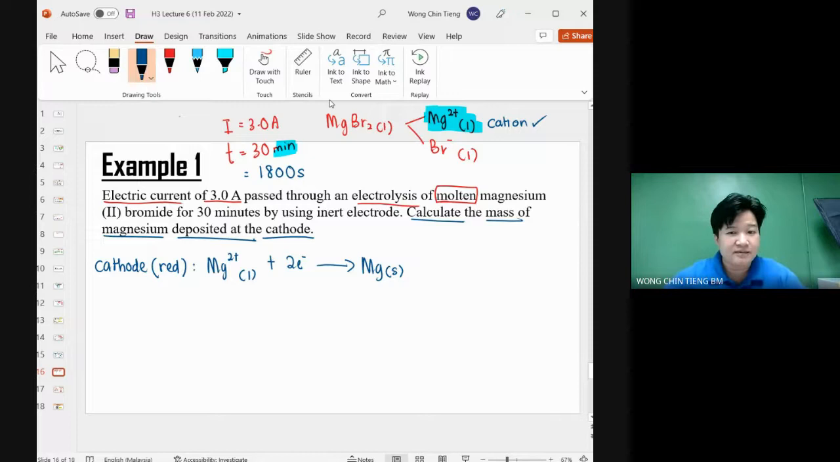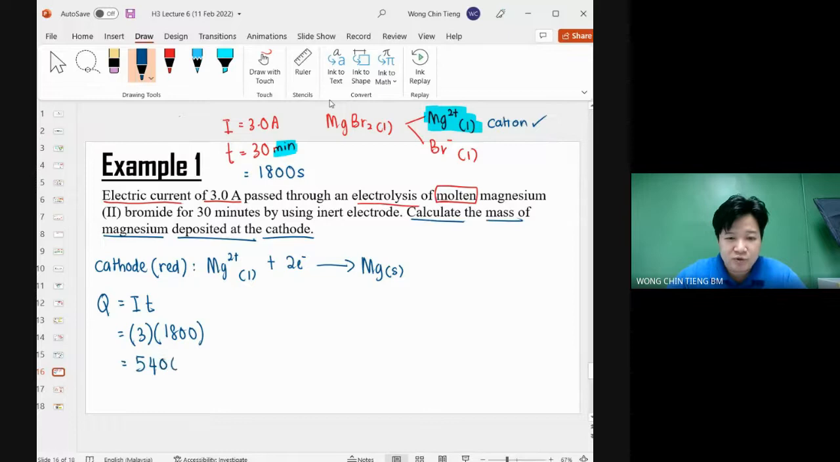Baru ada kat equation. Sayang, tengok soalan pun tahu. First thing, apa yang nak buat. First thing, kita kira Q sama dengan It. Q sama dengan It. Dah satu markah dah. I kita sekarang 3. Time kita 1,800 saat. So, kamu pun dapat 5,400 coulomb charge.